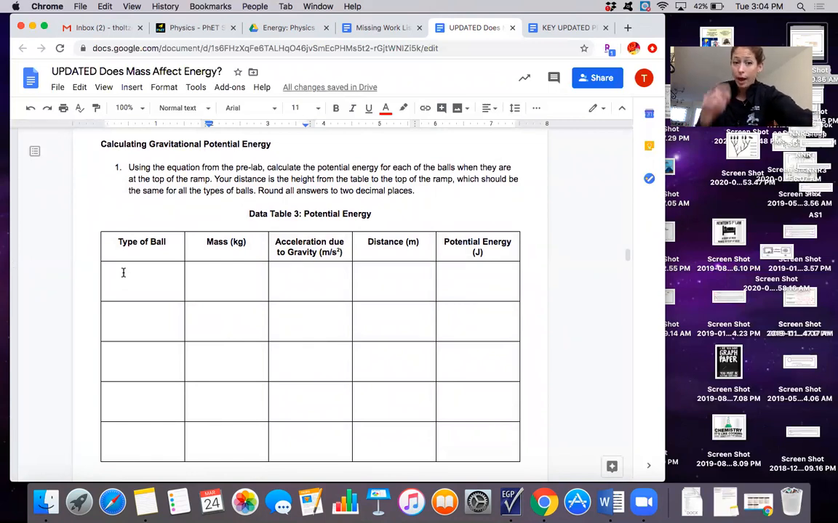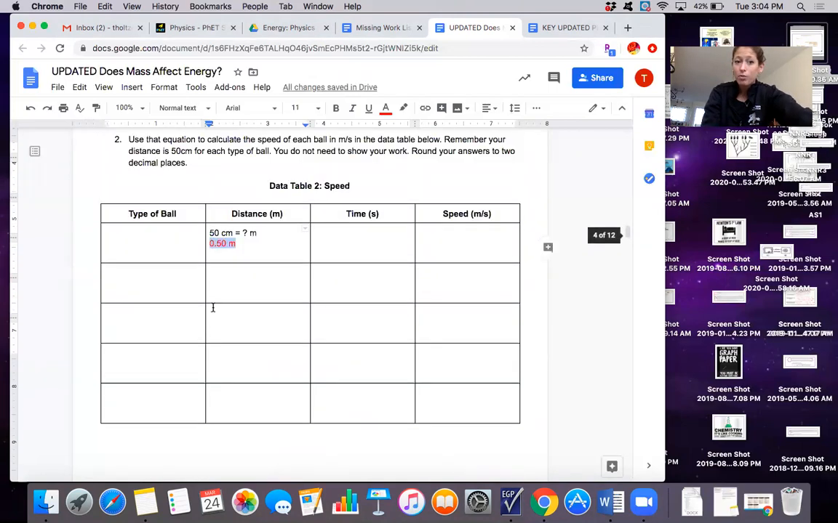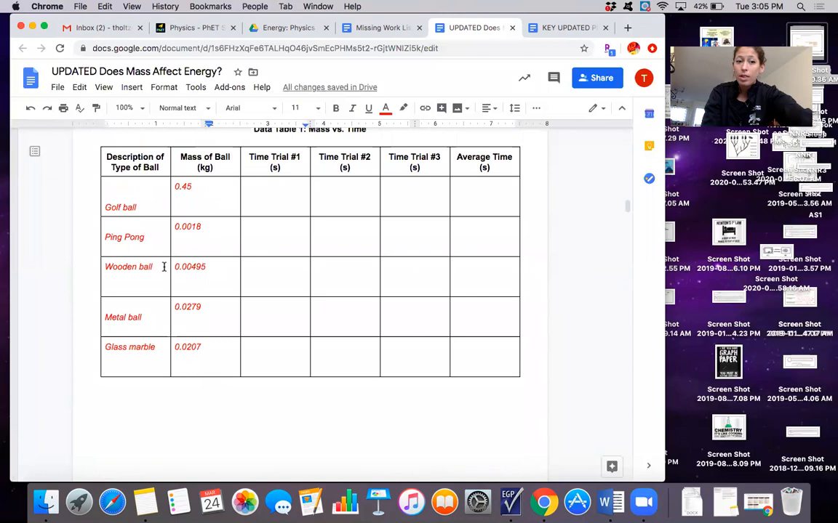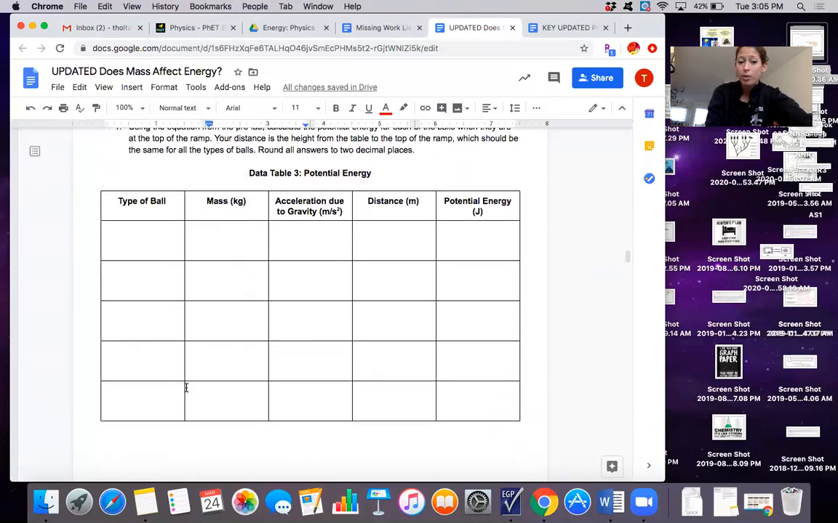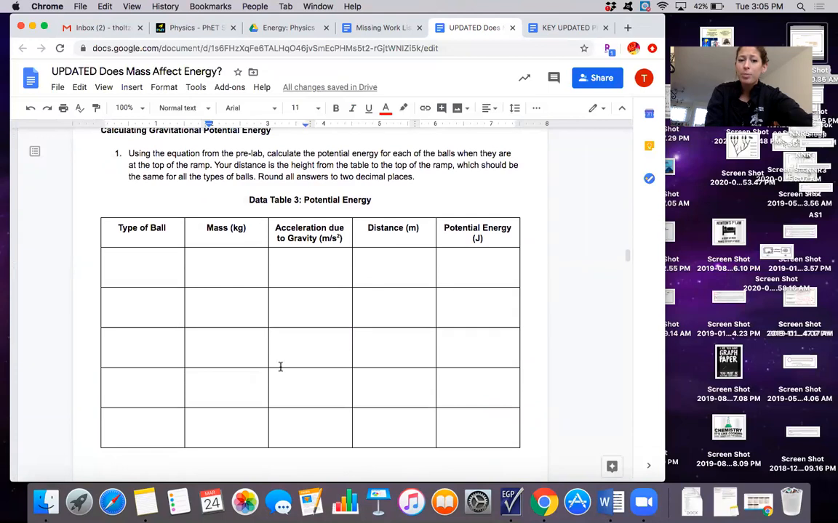Now, to do that, you need the mass. Now, we already have the mass. If you go back to this table, these are the masses of the 5 balls I did. You might have different masses. For me, I'm just gonna copy and paste those 5 and put them right here. Then I'm gonna plug in acceleration due to gravity, which we know is always the same everywhere on Earth.